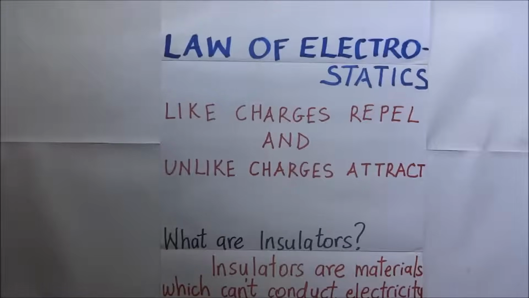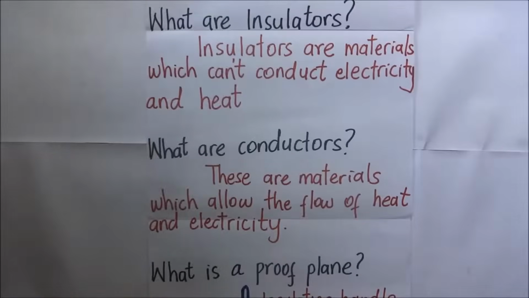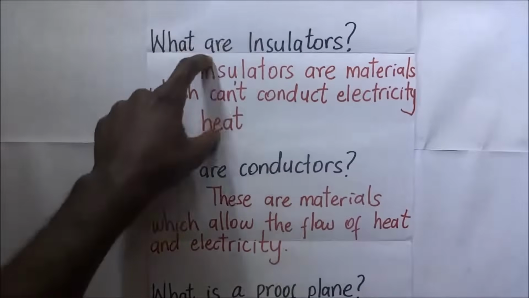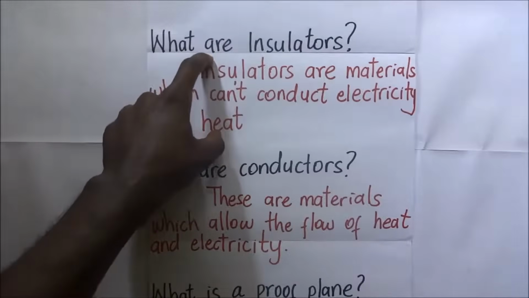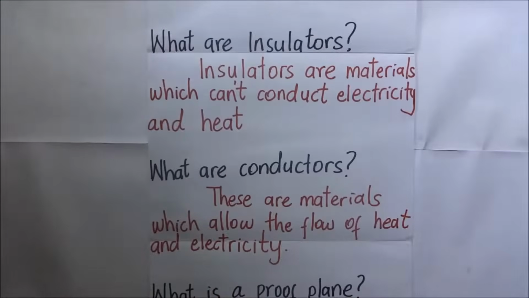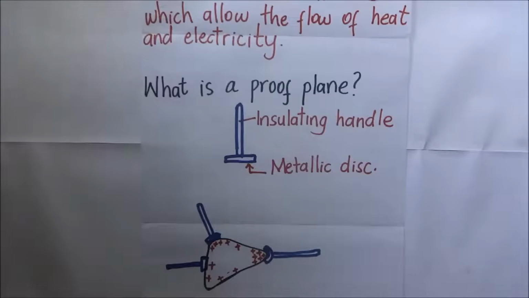So what are insulators? Insulators are simply materials that can't conduct electricity. And conductors are the reverse. These are materials which allow the flow of heat and electricity, and insulators do not have free moving electrons. That's why they won't be able to conduct electricity or heat. Conductors have free moving electrons, and it is these free moving electrons that help in the conduction of electricity.